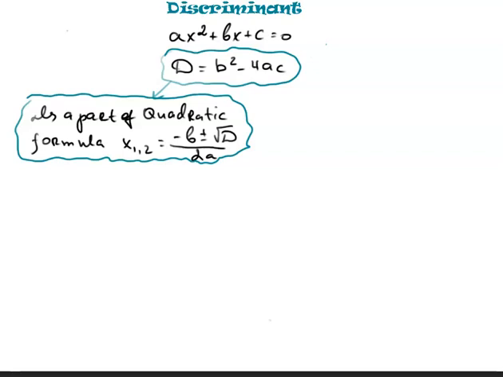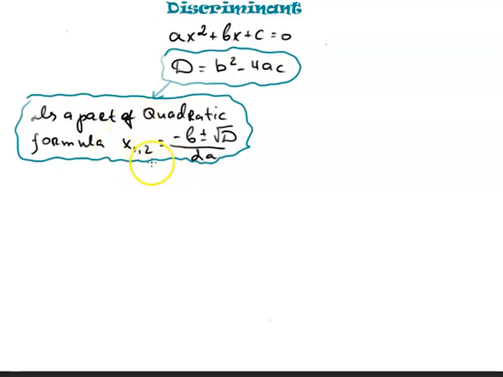In this video, I will focus on the discriminant. When you're dealing with a quadratic equation, there are a few ways it can be solved, and one of the ways is to use the quadratic formula. The discriminant happens to be a part of that quadratic formula.